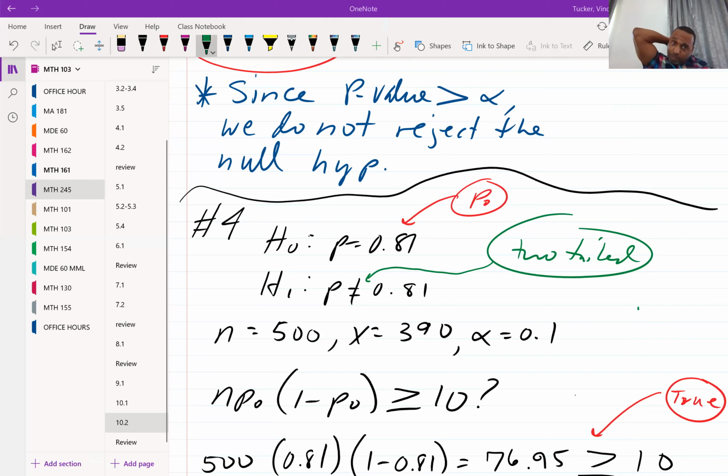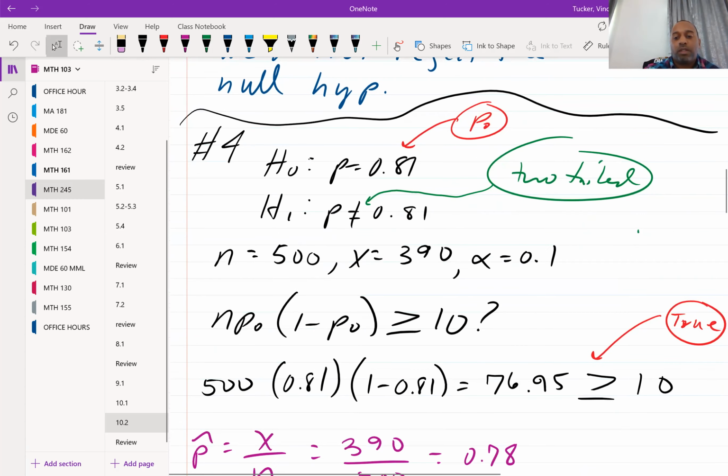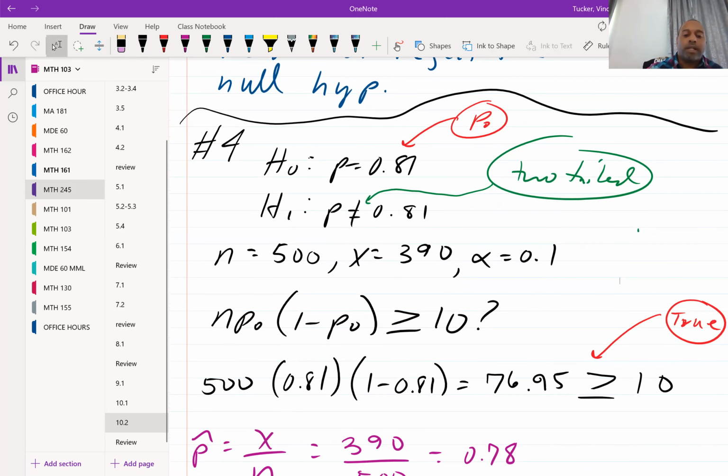All right. So here we have P is equal to 0.81 for the null hypothesis, and P is not equal to 0.81 for our alternative hypothesis. So remember that not equal to is two-tailed, which means we'll have two tails on the test. And they give us N is equal to 500, X is equal to 390, and alpha is equal to 0.1. First thing they want to know is whether N times P naught times 1 minus P naught is greater than or equal to 10. So the answer is yes. So you would just plug in, let me see.